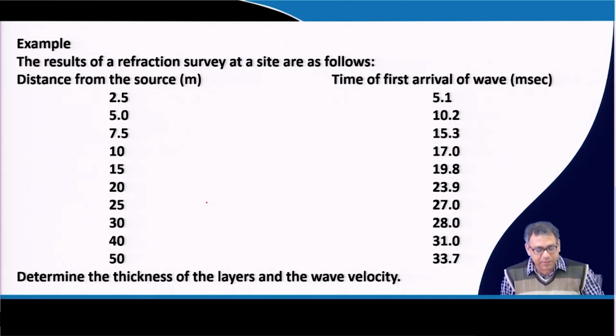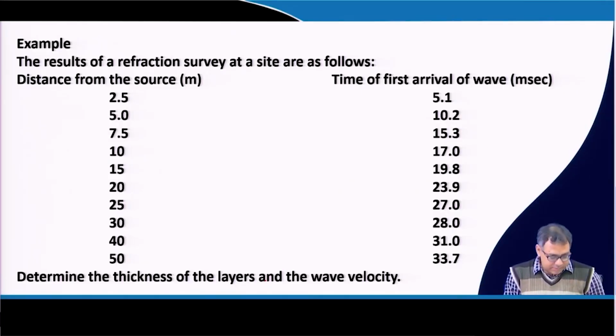This is the example problem: we have done a refraction test at a site, and these are the distances from the source to the geophone or the receiver, and this is the time of first arrival of the wave, in milliseconds. We have to determine the thickness of the layers and the wave velocities.